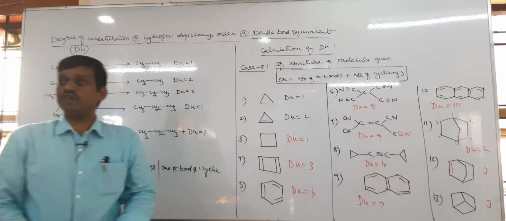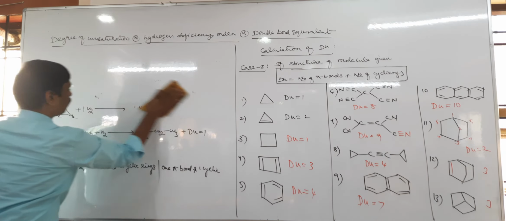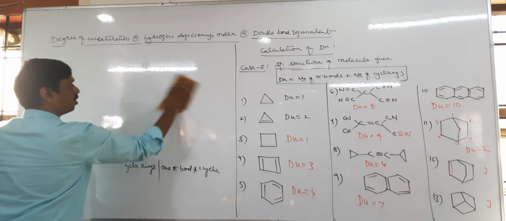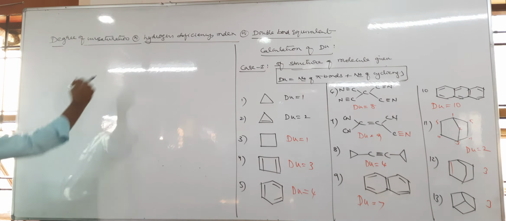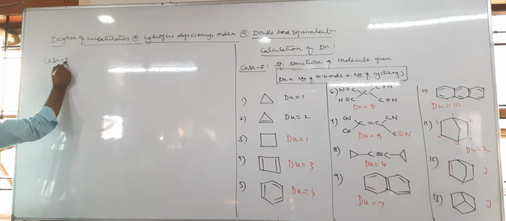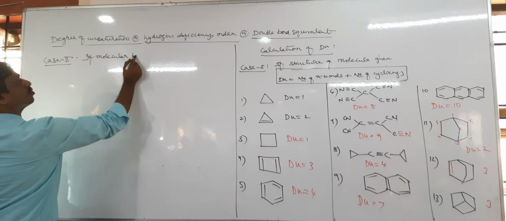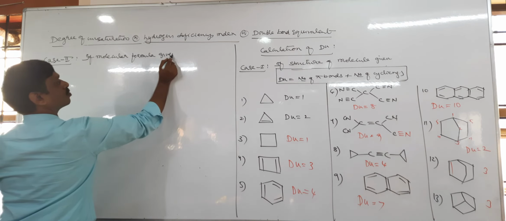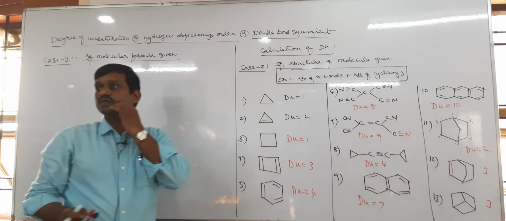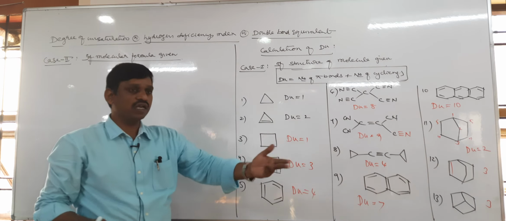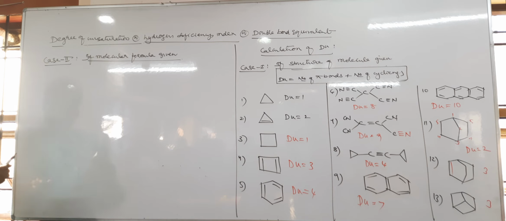So that is the calculation of DU if the structure is given. Next, case 2: calculation of degree of unsaturation if the molecular formula is given. See, if the structure is given, it is very easy because DU equals pi bonds plus cyclic rings. But if the formula is given, there is a simple formula related to this.